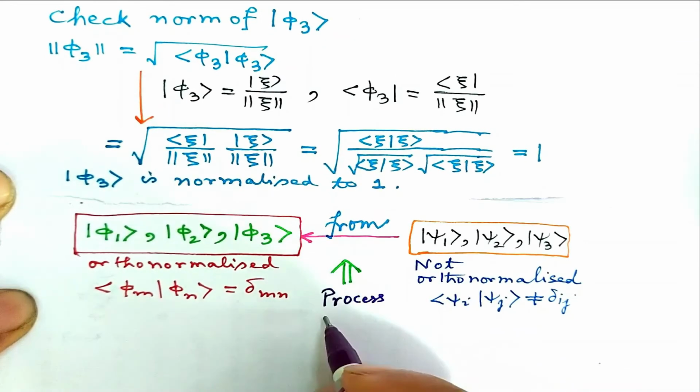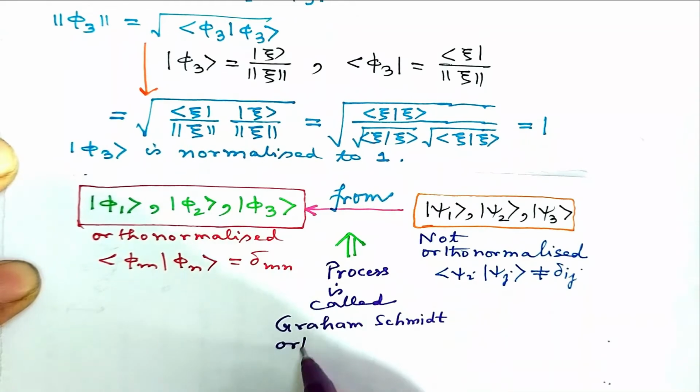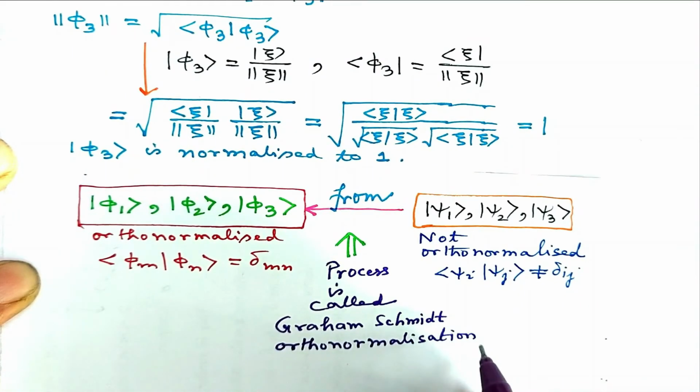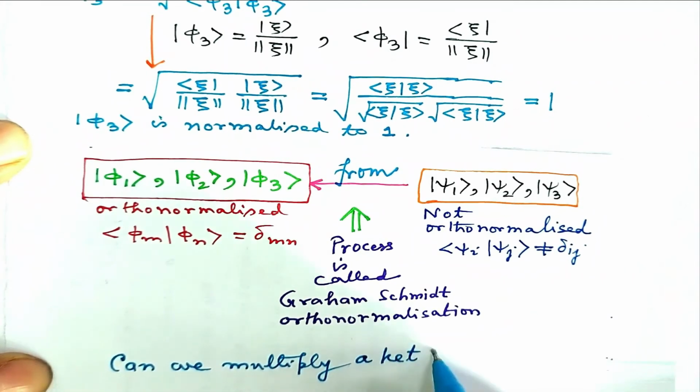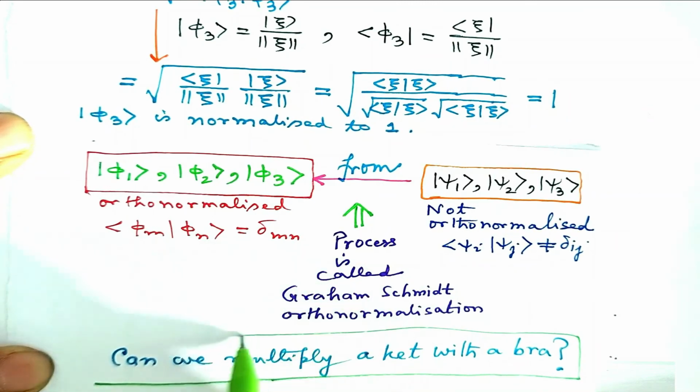This process of construction of orthonormalized kets, ket phi 1, ket phi 2, ket phi 3, etc., from the kets ket psi 1, ket psi 2, ket psi 3, etc., is called the Gram-Schmidt orthonormalization procedure. We have discussed the inner product of bra and ket, that is, multiplying a bra with a ket. Can we multiply a ket with a bra? This we shall discuss in a future lecture.